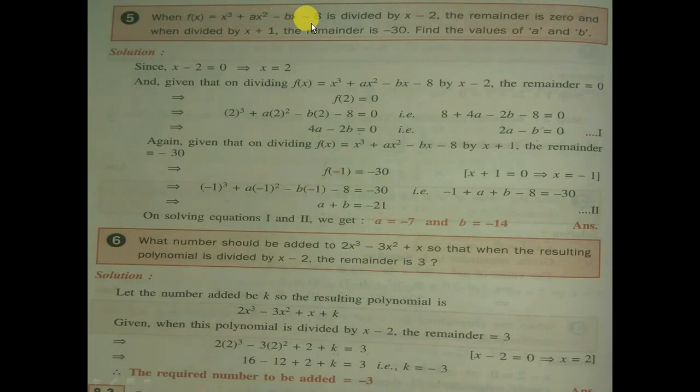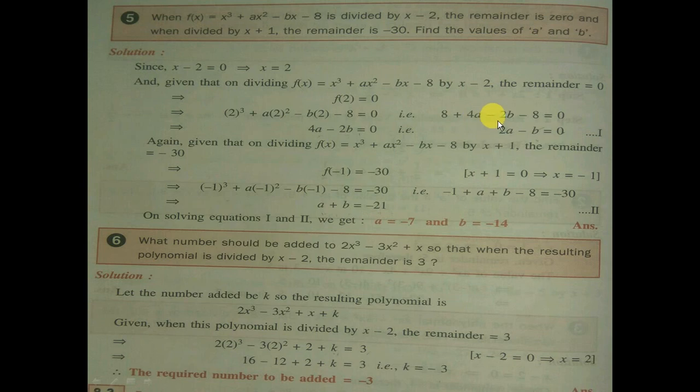This polynomial, when divided by x minus 2, the remainder is 0. Actually, the remainder is 0 means it's a factor. We will see that word later. The remainder is 0. So when you put x is equal to 2 in this x place, you get remainder 0. See, x cube, 2 cube, a x square minus b into 2 minus 8 is equal to 0. 2 cube is 8. 4a minus 2b minus 8 is equal to 0.